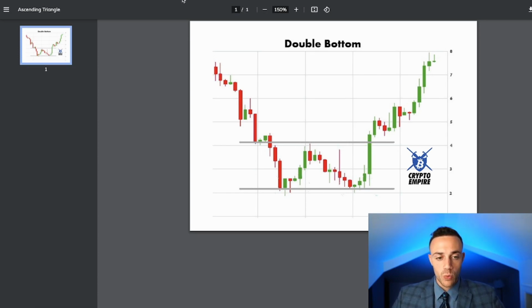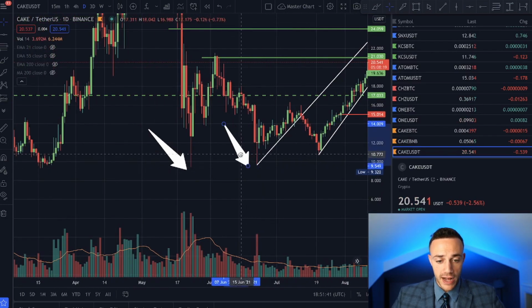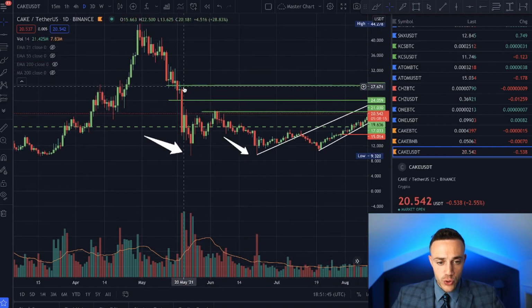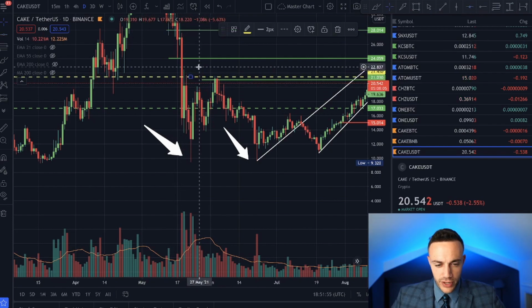So we can hop back into the charts and I'll give you some real examples. First one is right here on Pancake Swap that I have outlined for you. Basically, we had the huge sell-off over here in May, and we created a low. And then we retraced. As you can see, we can draw a horizontal line here where we did retrace to.